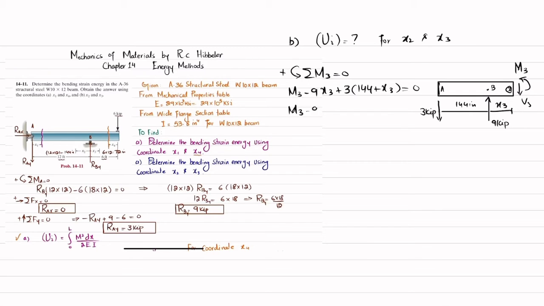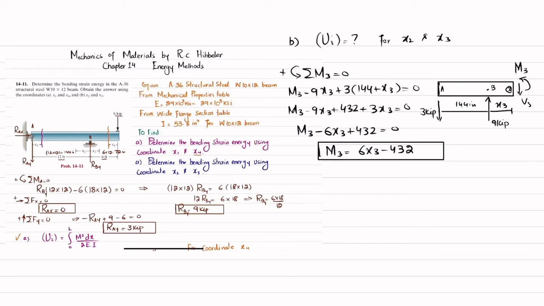So M3 minus 9x3 plus 3 into 144, which is 432, plus 3x3 is equal to 0. So M3 minus 6x3 plus 432 is equal to 0. So from here, M3 will be equal to 6x3 minus 432. So this is the moment equation for coordinate x3.